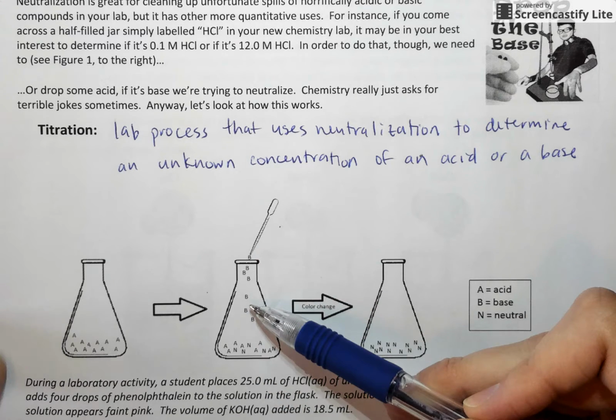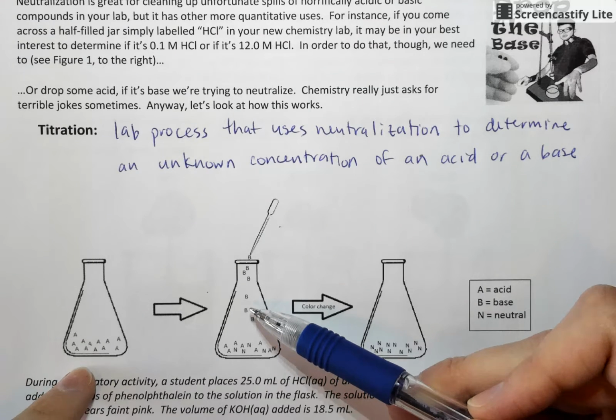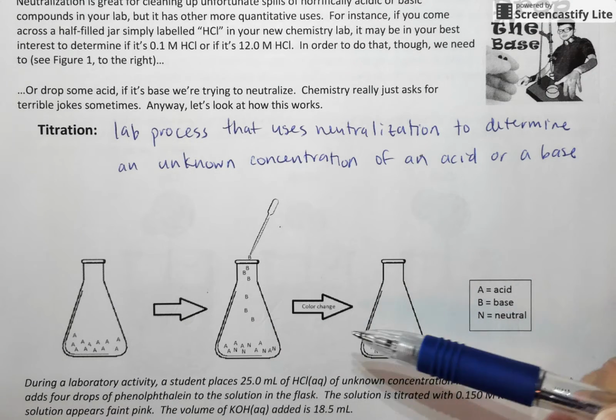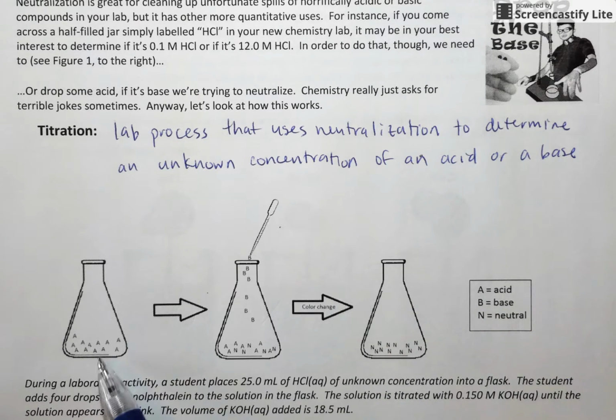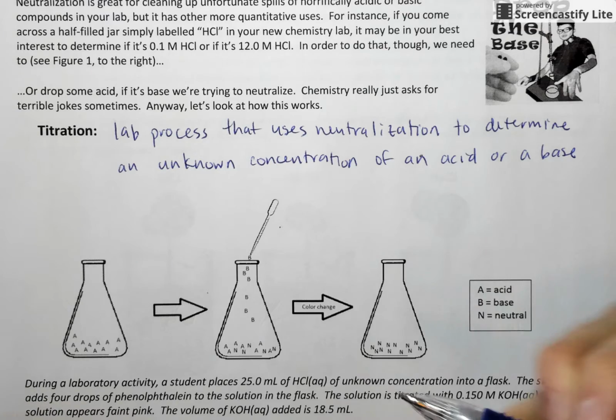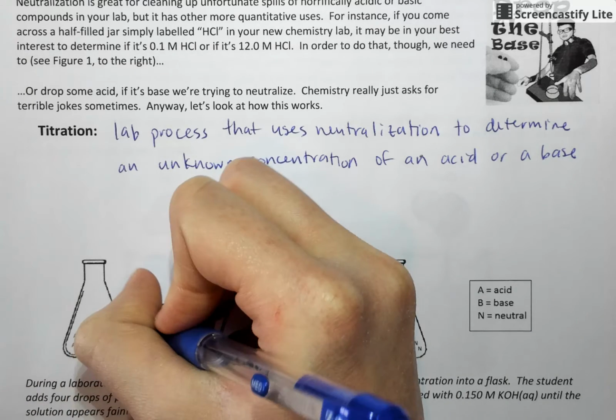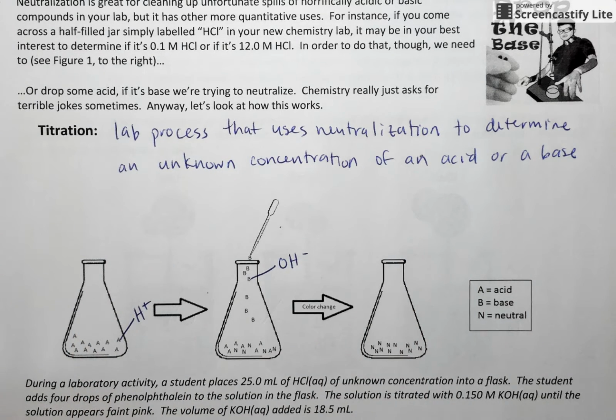As we add base to this unknown concentration of acid, those acid and base start canceling one another out. At some point, we will have added enough base to neutralize all of the acidic molecules within our original sample. So we will have taken as many OH minus ions as we needed to cancel out as many of our H plus ions that were originally present. How do we know when they've all been canceled out? Chances are you're going to either use a pH probe to tell you that you're at a neutral pH, or if you don't have access to that, you're going to use some chemical indicator that's going to change color as soon as you've hit a neutral pH.